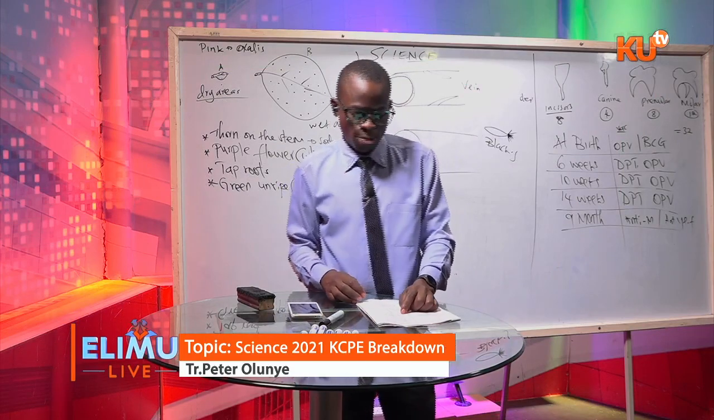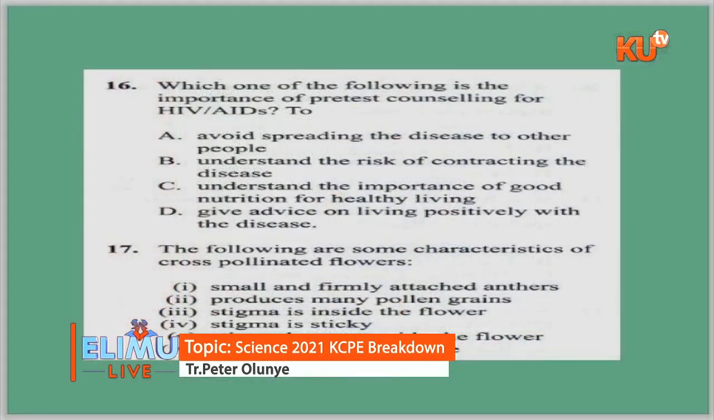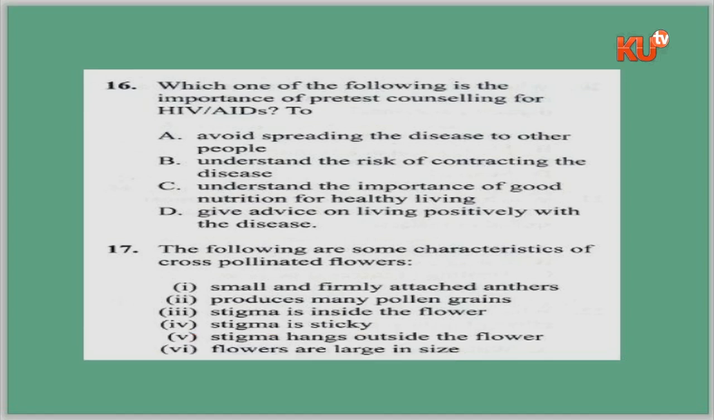Question number 17. The following are some characteristics of cross-pollinated flowers. I'll not be explaining more, but I'll just be going directly to the question. Which four characteristics are only for the insect-pollinated flowers? This is a class 6 question. So you need to know the characteristics of insect-pollinated flowers and characteristics of wind-pollinated flowers. So which characteristics were these that were for the insect-pollinated flowers?